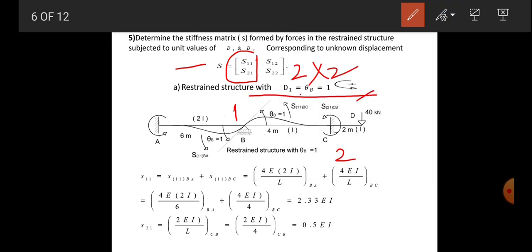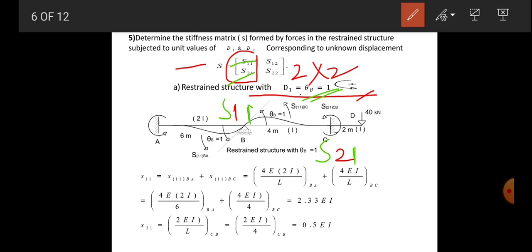So we are applying unit rotation at 1, that means theta b is equal to 1. So write down after one number, 1 and 2 indicate location of theta b and theta c, and the second number 1 which indicates the force is applied in the direction of theta b is equal to 1, that means coordinate 1 which is theta b. So you will get the first coefficient of the matrix S11 and the second coefficient S21. That means you will get the first column of the matrix.